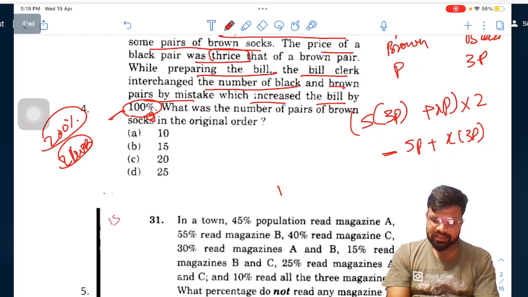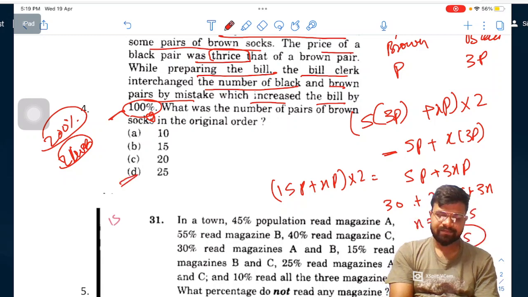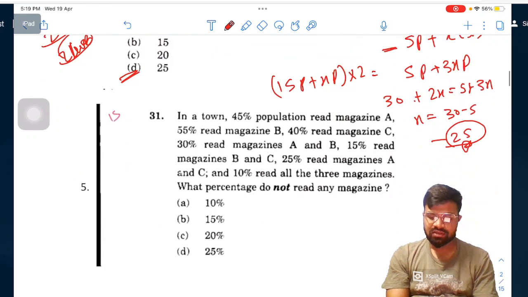So from here we get that 15p plus xp into 2 is equal to 5p plus 3xp. Now when you cancel out p from everywhere, you will find that 30 plus 2x is equal to 5 plus 3x. So you will get x is equal to 30 minus 5, that is 25. That is our answer. So it is quite easy.